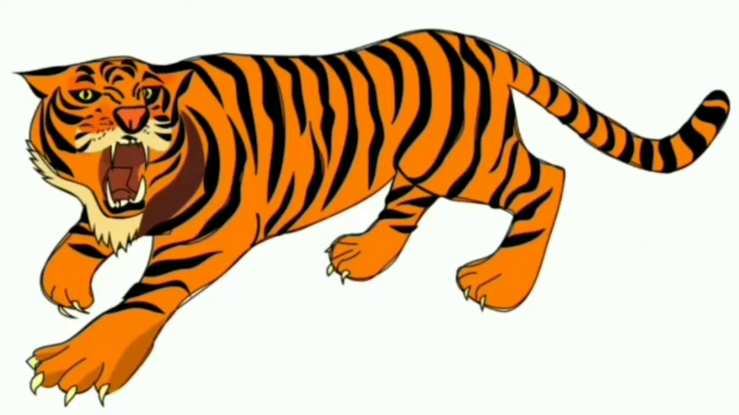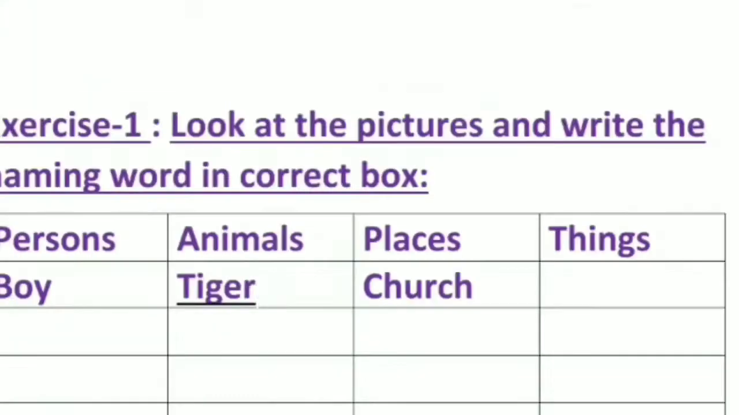So children, as you can see, this is the picture of a tiger. Correct. This is the picture of a tiger. So now we will be writing this in which column? In animals column. So we are writing it Tiger, in the animals column. Now we move to the next picture.